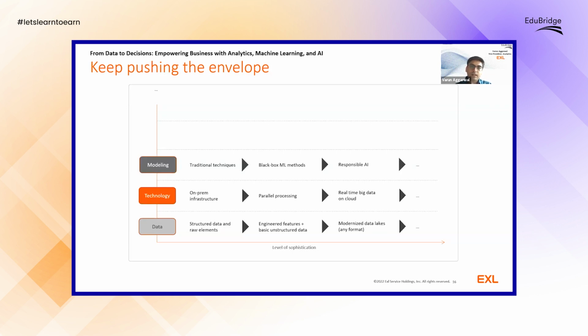Now, another important aspect is modeling. From traditional generalized linear models, people have moved to black box non-linear machine learning models, and now to responsible AI. So it should not be a black box anymore. You have to make sure that you are able to explain the solution.